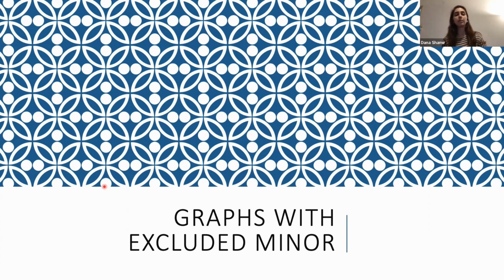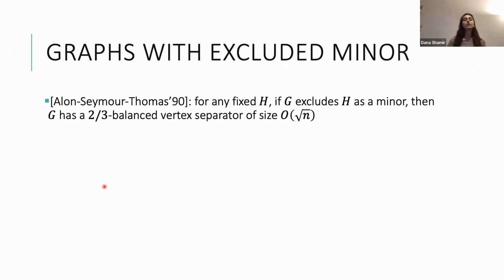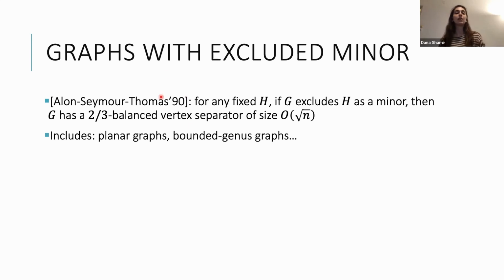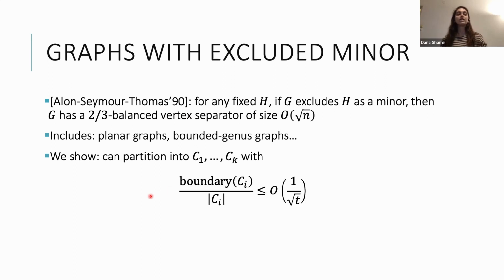I'm not going to explain this very deeply, but in general, we use the fact that for any fixed graph, if G excludes this graph as a minor, then G has a balanced vertex separator of size square root of n. A vertex separator is very similar to an edge separator, only it's a set of vertices that we can remove from the graph and get different connected components. This kind of graphs includes planar graphs, bounded genus graphs, and more. And we show that you can partition such graphs into connected components such that the ratio between the boundary of the connected components and the number of nodes of the component is no more than 1 over square root of t.